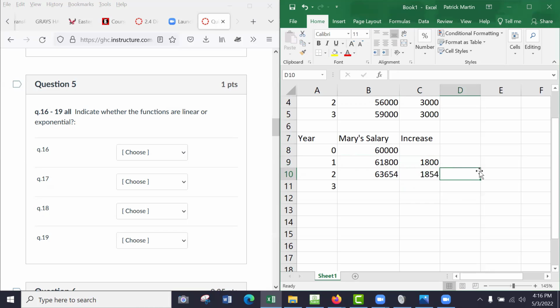No. And why is it more? It's $54 more, because of the 1.03 increase per year. The first year we got 3% of 60,000 and added it on. Now we're getting 3% of 61,800 and adding that on. So it's a bigger increase.